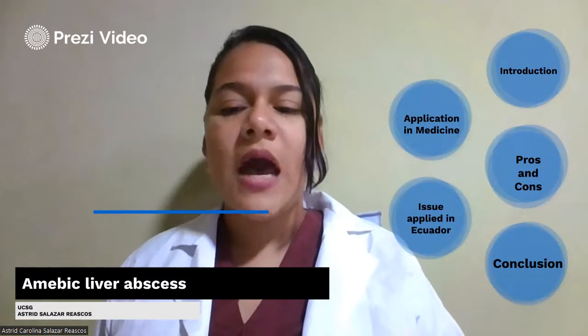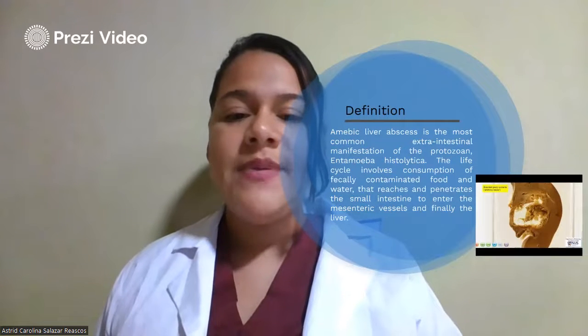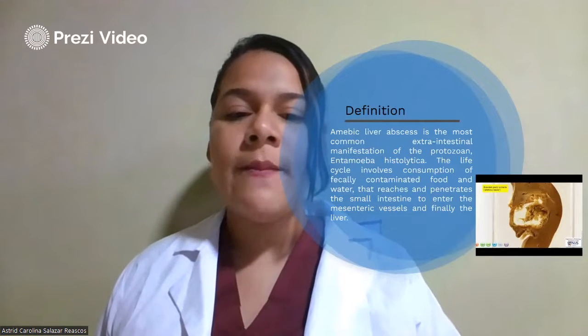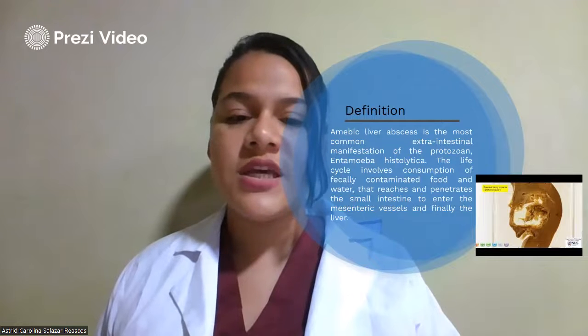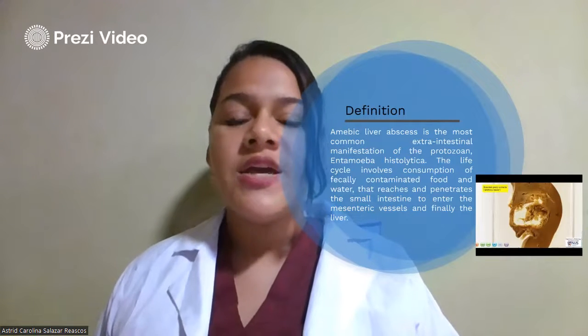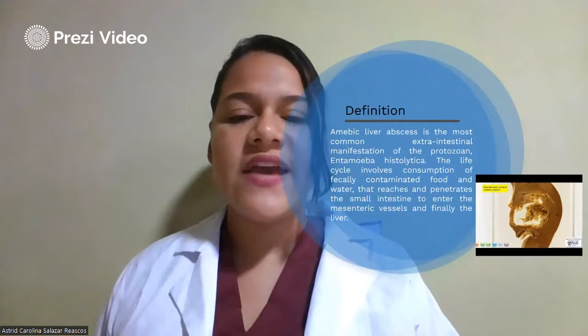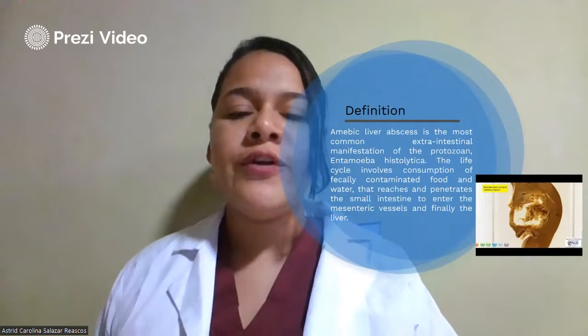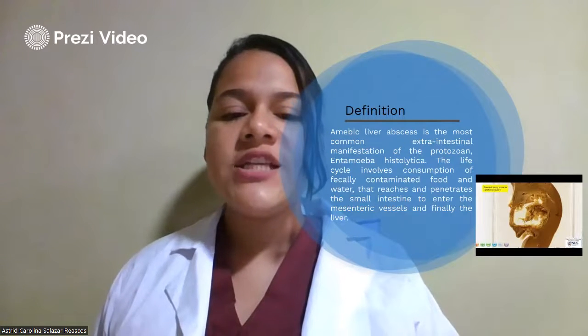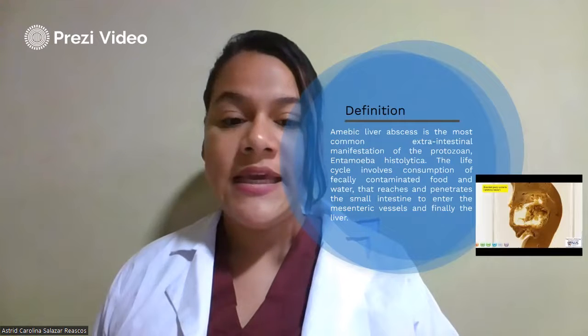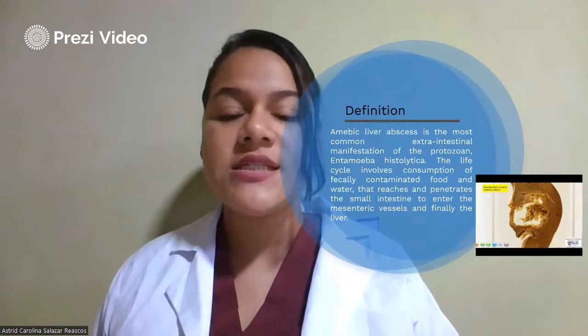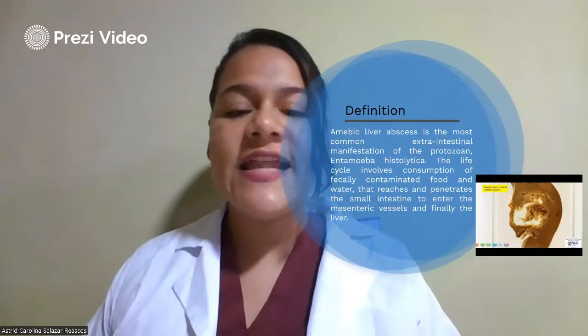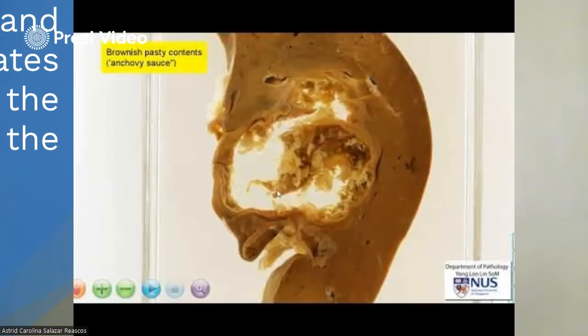I'm going to talk about amebic abscess. Definition: amebic abscess is the most common gastrointestinal manifestation of the protozoa Entamoeba histolytica. The life cycle involves consumption of fecally contaminated food and water that reach and penetrate the small intestine to enter the mesenteric veins, and finally the liver.